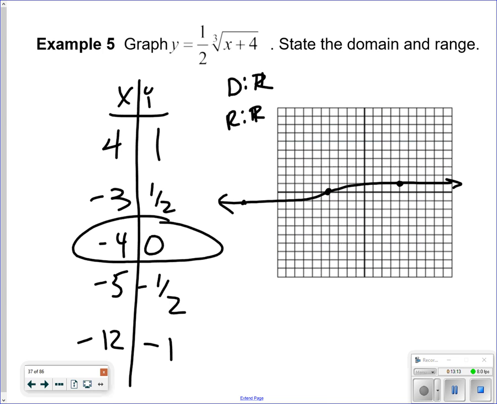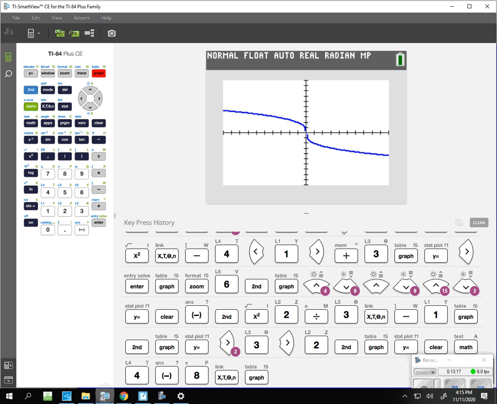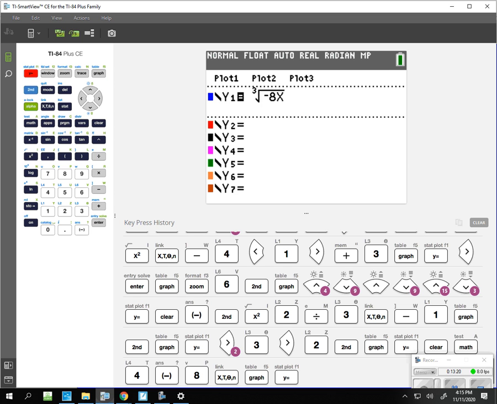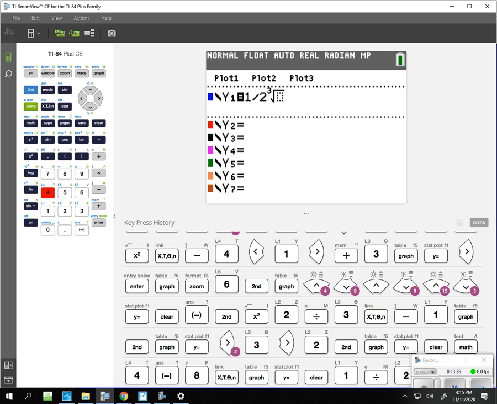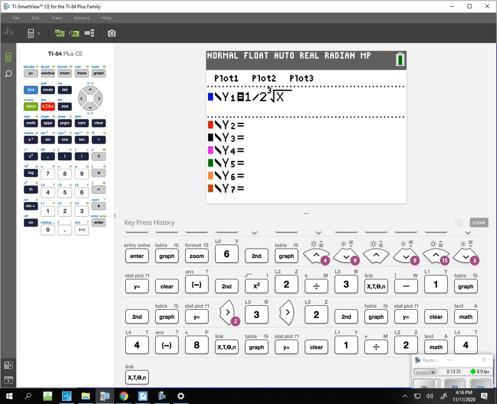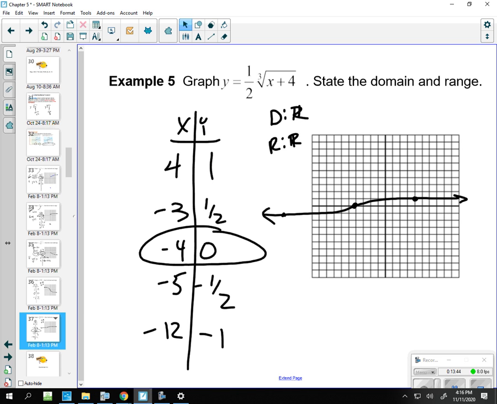So let's go back to the graphing calculator. Let's type this in. Let's see how it goes. So now y equals 1/2 cube root of x plus 4. Graph. So the graphing calculator is going to come into play in this particular chapter still. You can still use that to help you.